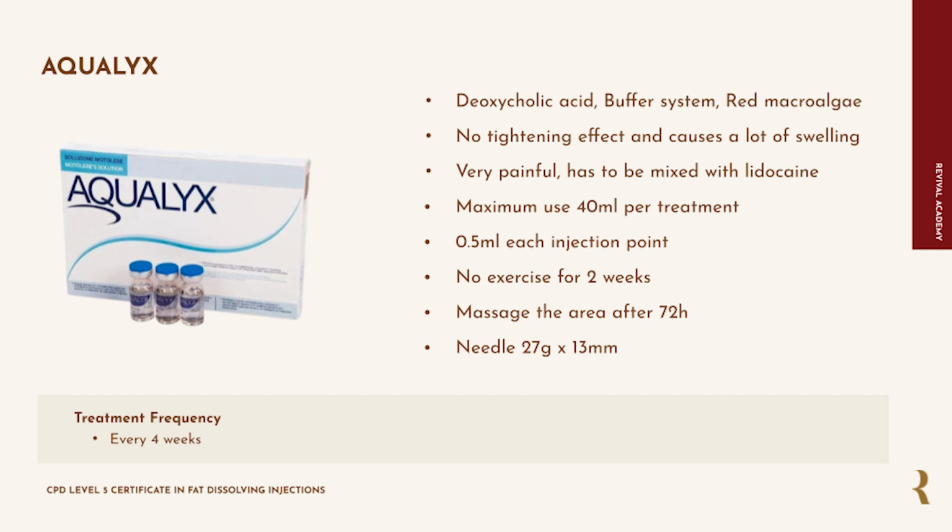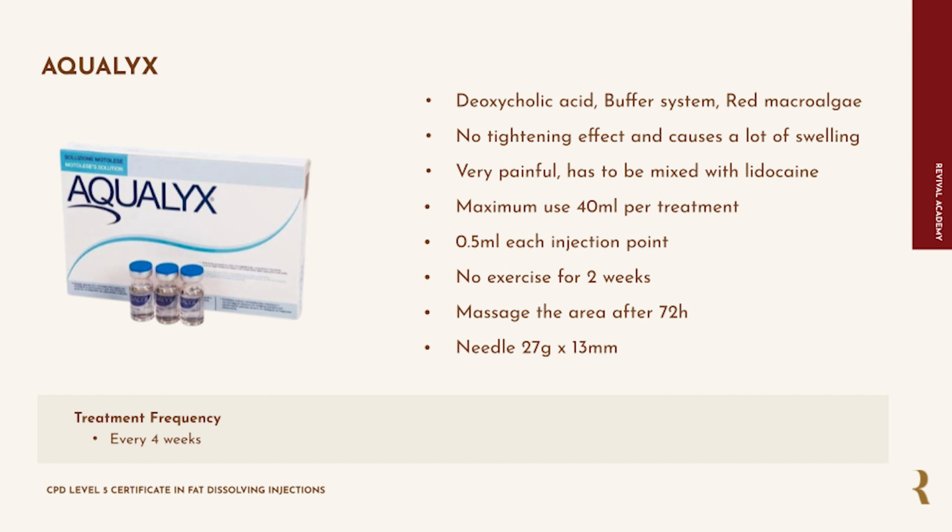With Aqualux as well, it limits you to 40 milliliters of product usage per treatment per person. Now, what does that mean? Sometimes clients will come to you and say, I want to get my stomach done, and my arms, and my chin, and my legs. Now, they want quite a few areas done, and when it says maximum usage, that means that on one treatment, on one person, you can only do a maximum of 40 milliliters, not over that.